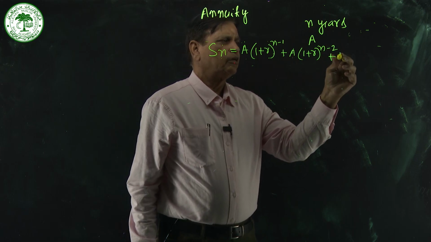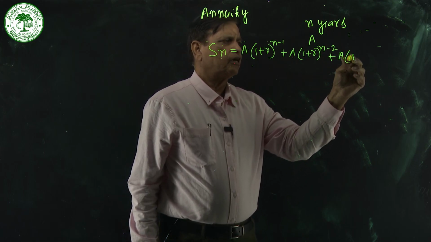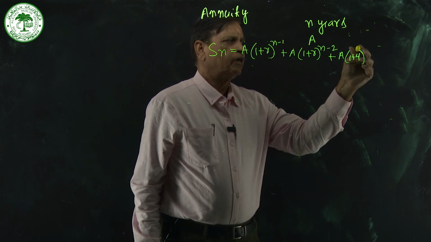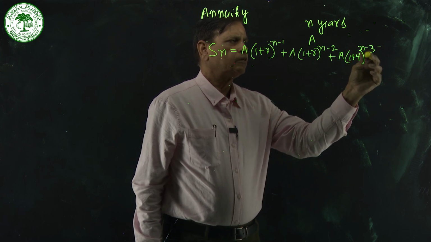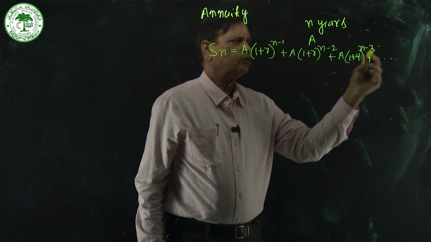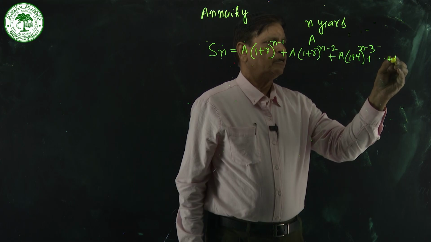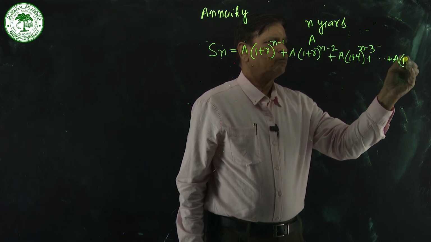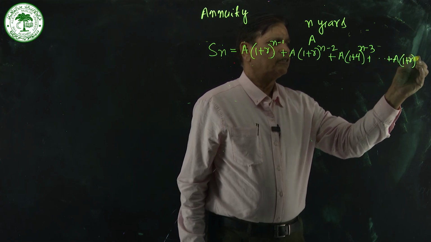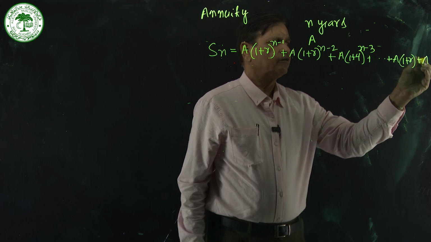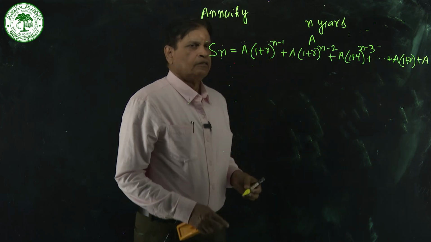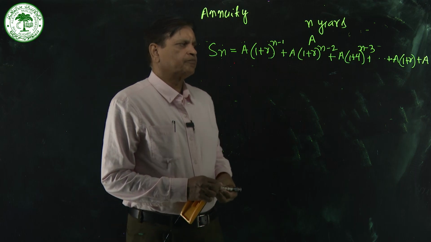plus A(1 + R)^(n-3), and likewise we go here and we write plus A(1 + R), and the last item is A. The last term is A.